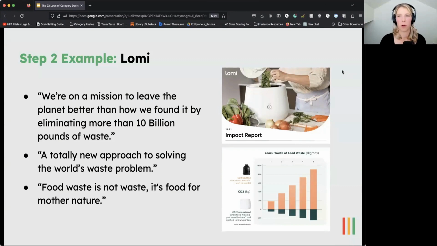We have one more question related to that, and I saw a thumbs up in the chat, so hopefully that answered the question. Ed asks, it looks like Lomi has trademarked their category, smart waste appliance. Should they rethink that? In my understanding, you want the market to start calling the category by the name you invented.